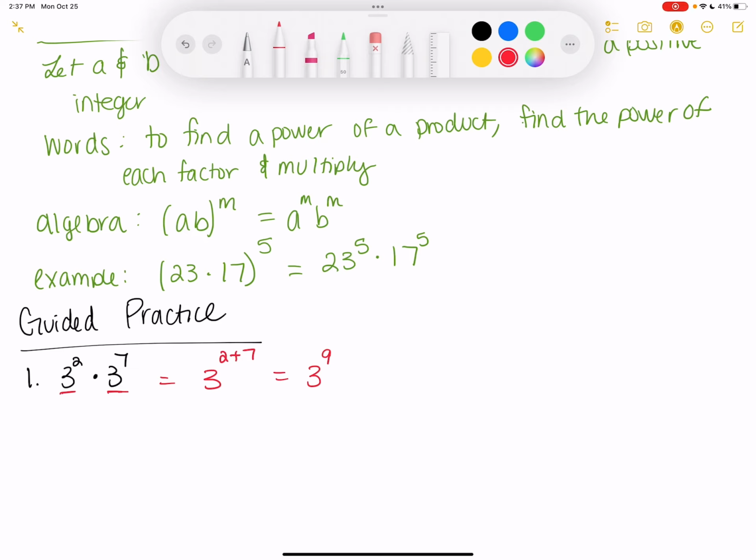As you go, I don't care so much if you write this step, this 3 to the 2 plus 7. You're more than welcome to go straight from the beginning to the 3 to the 9th if you just want to do this step in your head. But I will show it as we go, just so that when you refer back, you can see what we did in different places.